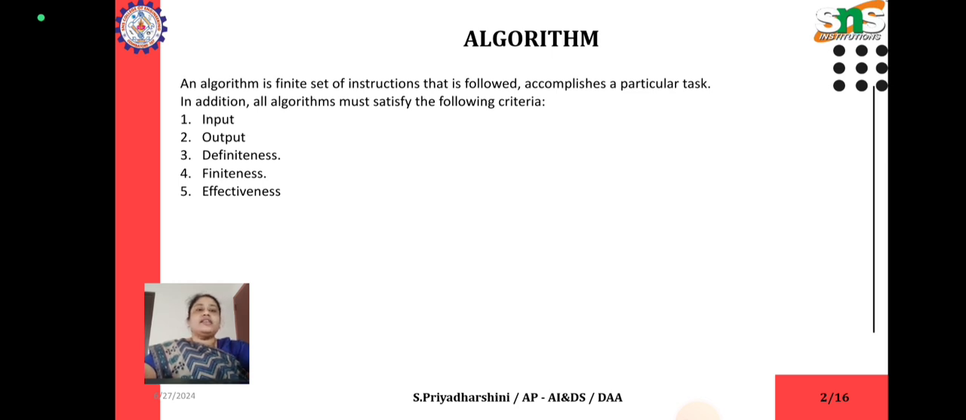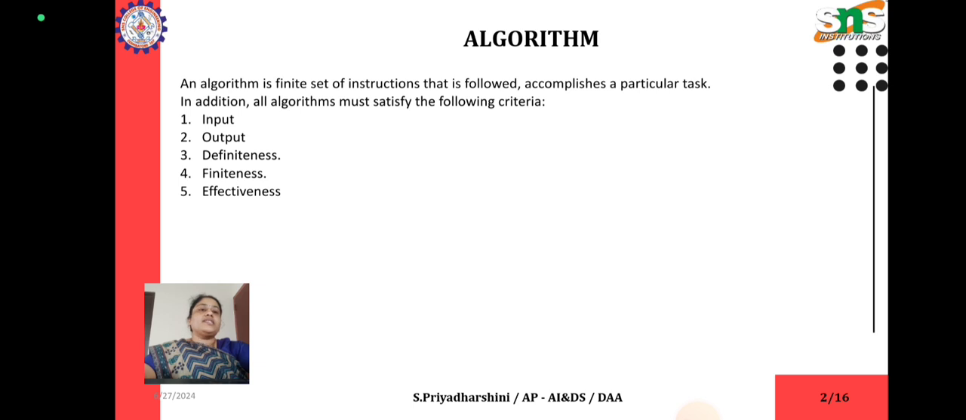The next is the output. One or more outputs must be produced by an algorithm. The output is the outcome of the algorithm after each step has been completed. The relationship between the input and the result should be very clear, and it should also be very effective. The next one is definiteness. Definiteness is an important property of an algorithm. Followed by finiteness, it should end after a finite number of steps.